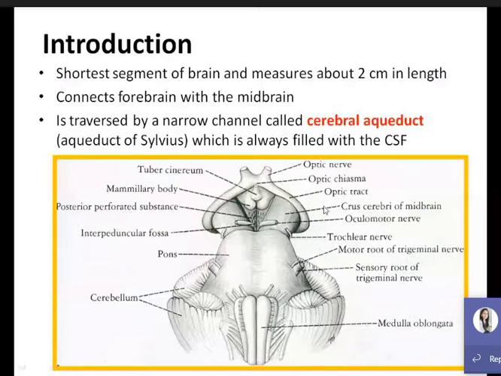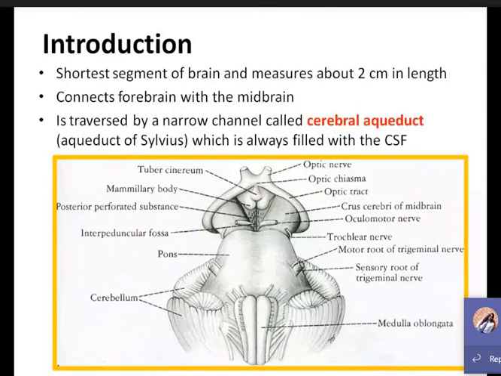The midbrain connects the forebrain with the midbrain. Here we can see the forebrain, the cerebrum, and here the midbrain, the brain stem. It connects the forebrain with the midbrain, and it's traversed by a narrow channel called the cerebral aqueduct, or the aqueduct of Sylvius, important for MCQ.